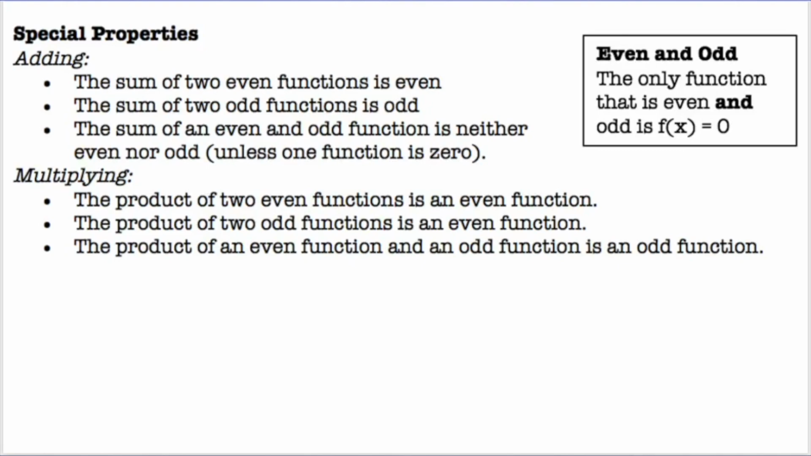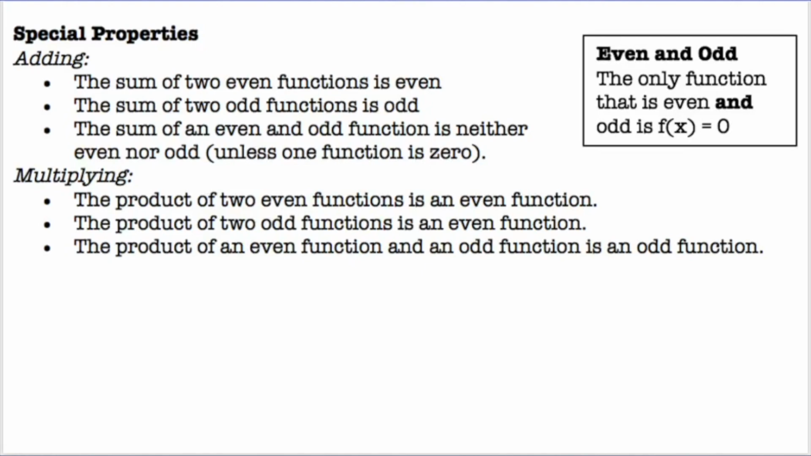So for adding, if they are the same, then it's going to be the same. If they're both even, they stay even. If they're both odd, then they stay odd. And the sum of an even and odd ends up being neither one.